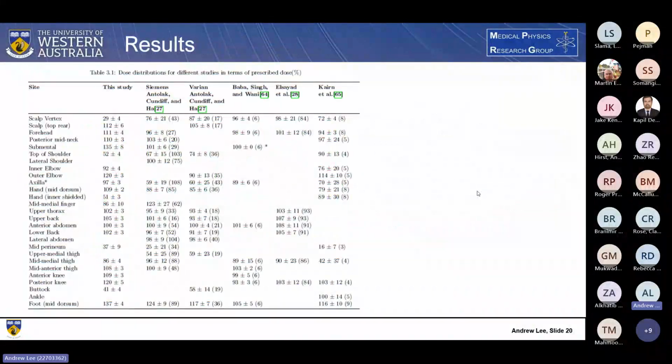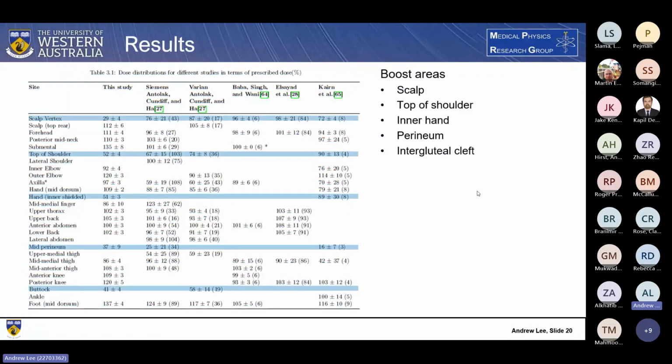So this brings us to the main results of our phantom. I summarized it here in this table compared to literature values, which I showed in the other studies earlier. Key important factors, first of all, are the boost areas. Boost areas are classified as areas receiving under 80% of the dose, and hence require re-irradiation to ensure accurate positioning, essentially, and that we get sufficient dose to those areas to provide remission for the cancer. So this is the top of the scalp, top of the shoulder, the inner hand, perineum, and intergluteal cleft. Most of these are consistent with literature.